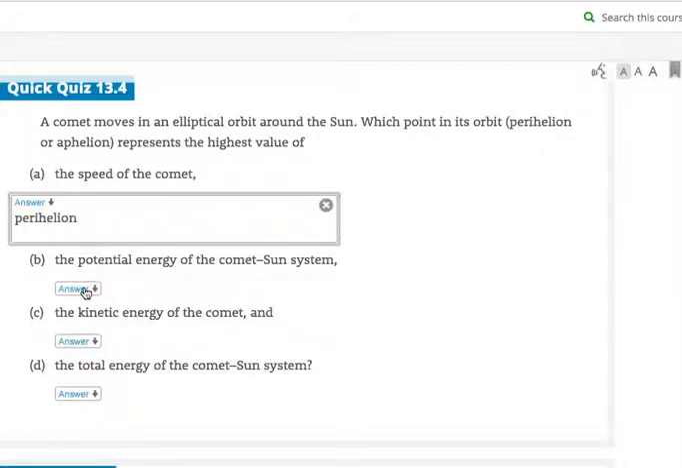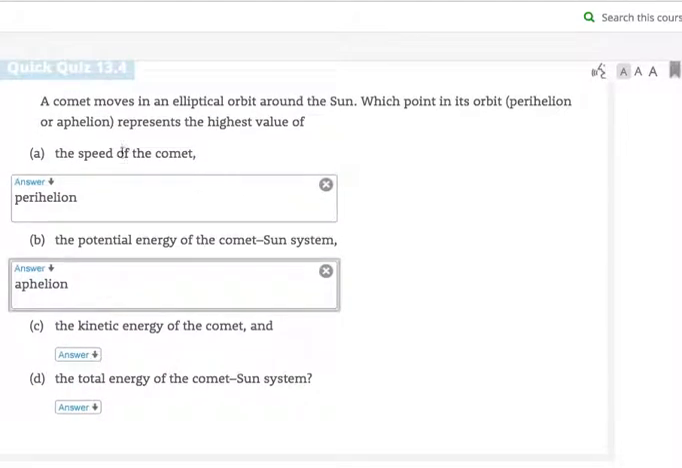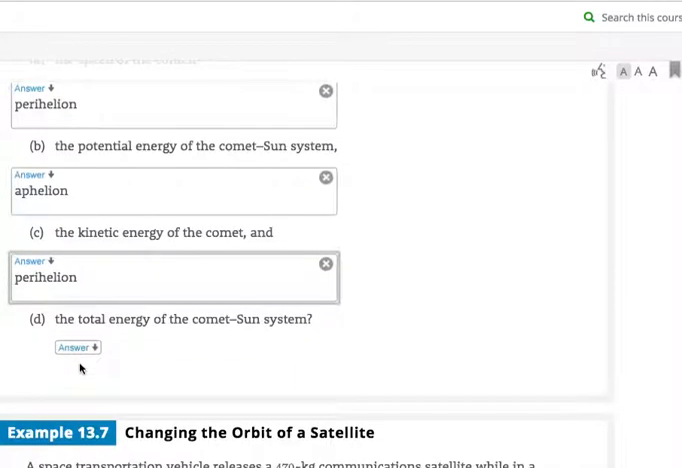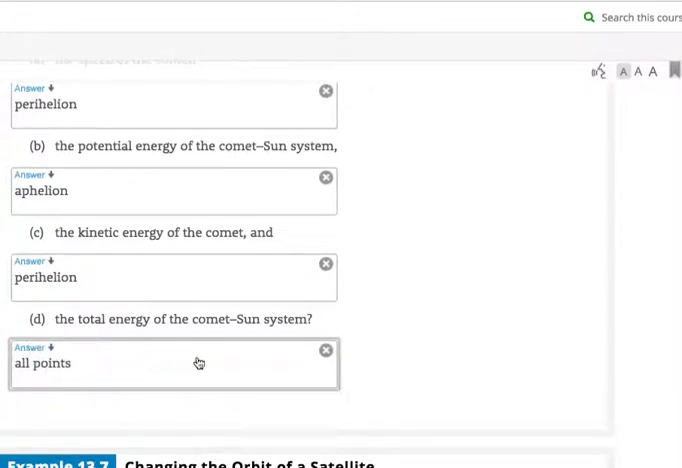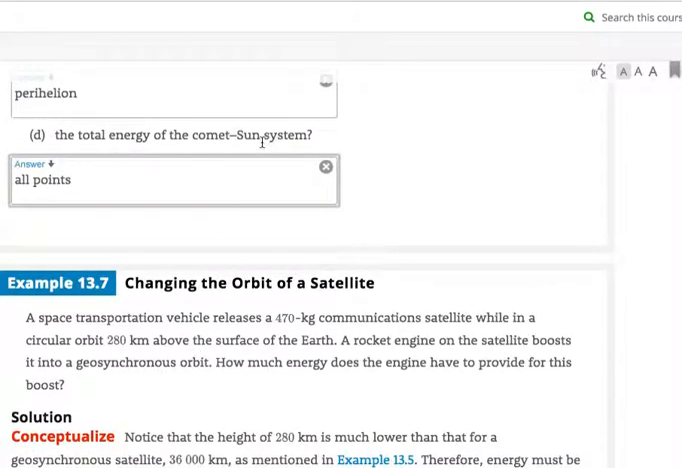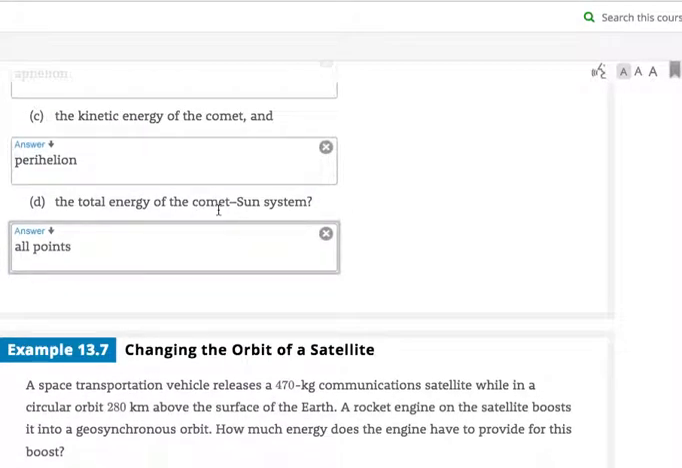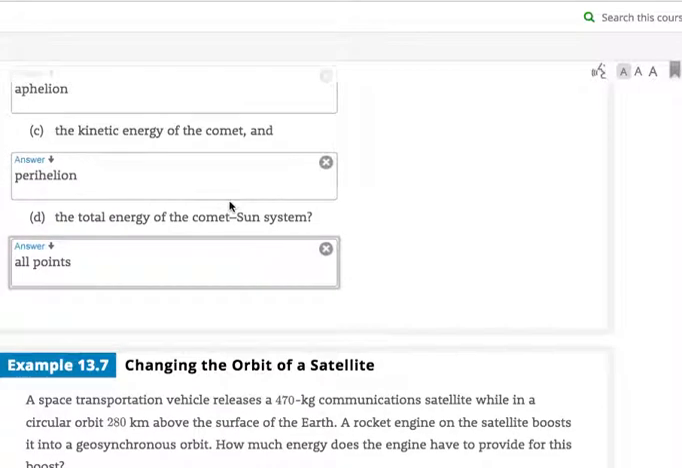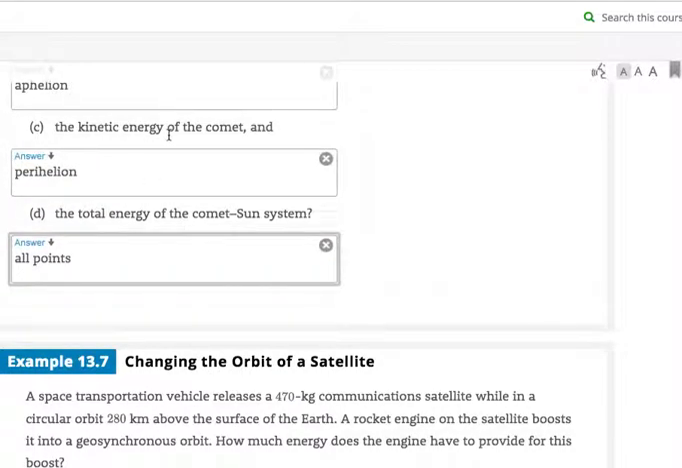The potential energy will be greatest when it's at its aphelion. Kinetic energy will be greatest when it's got greatest speed, so that'll be at its perihelion. Total energy will be the same all the way through. But notice it said the comet-sun system, it did not say just the comet. If it just said the comet, the total energy would be greatest when it had the greatest kinetic energy, because you cannot include potential energy unless you've got the two parts of that system.